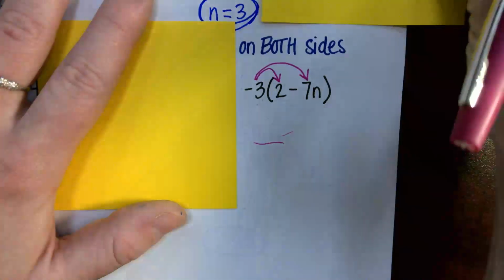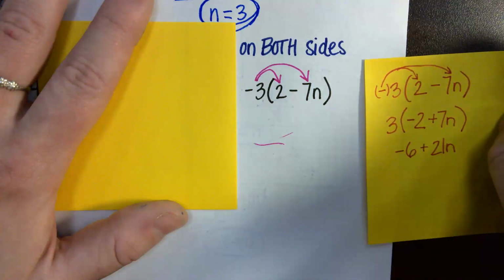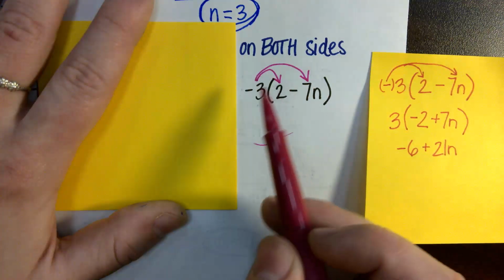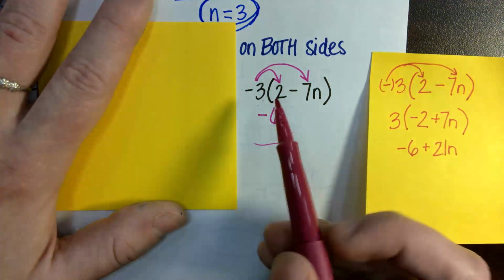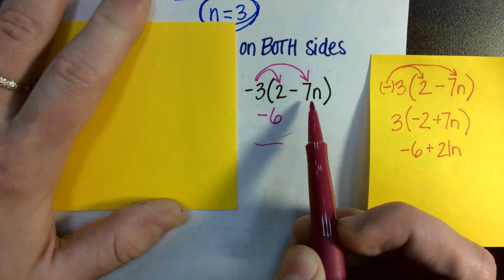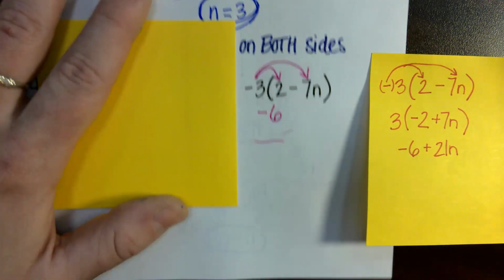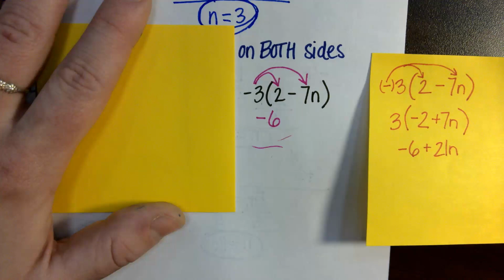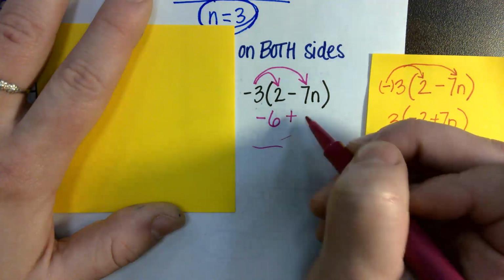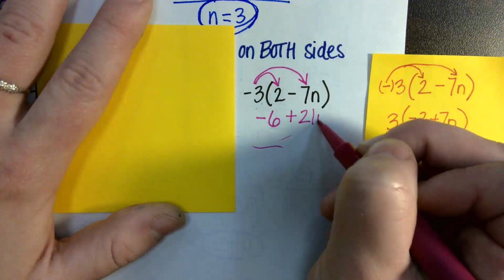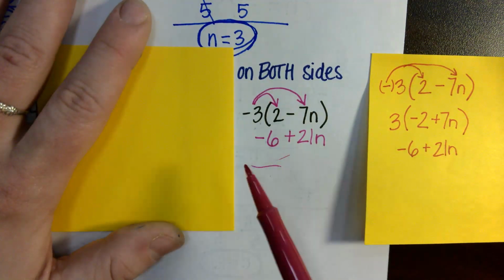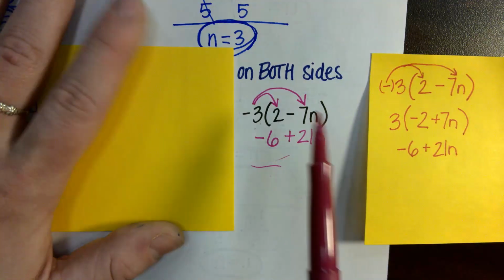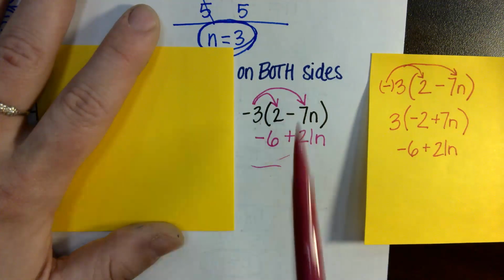Times 2. That's okay. Negative 3 times 2. Negative 6. Good. Then what is negative 3 times negative 7? Negative times a negative? Oh, positive. Yeah. Positive, so plus 21n. Okay. So either way works. Either way is fine. You just got to mind your signs. Okay?